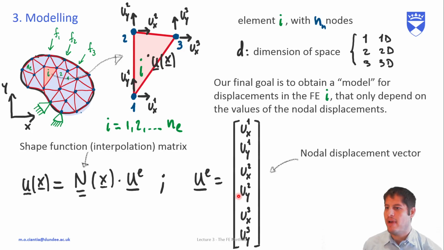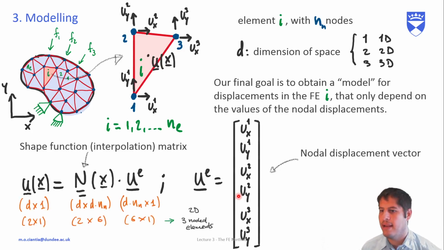So this is the nodal displacement vector, this is the shape function matrix, and again the dimension of u is d, so in a 2D problem, this is 2 times 1, and then N is going to be 2 times number of nodes. So we have a 3-noded element in this case, so 2 times 3, 6, and the nodal displacement vector is 6 times 1. So what is this N? If you know this N, you have the model of the displacements.